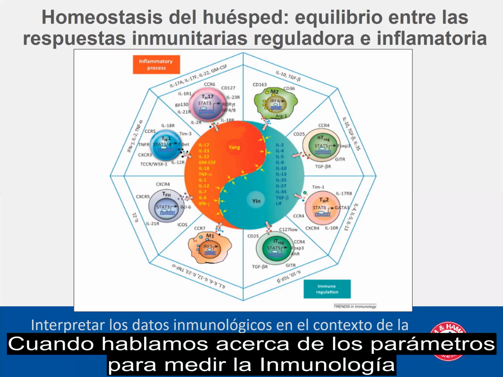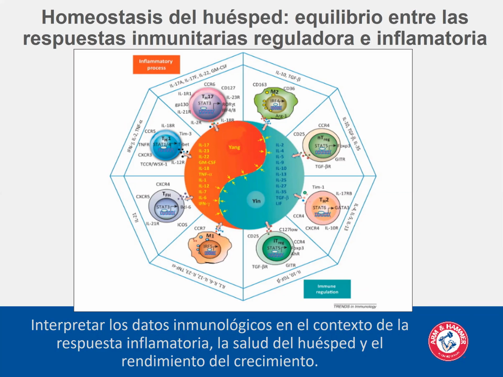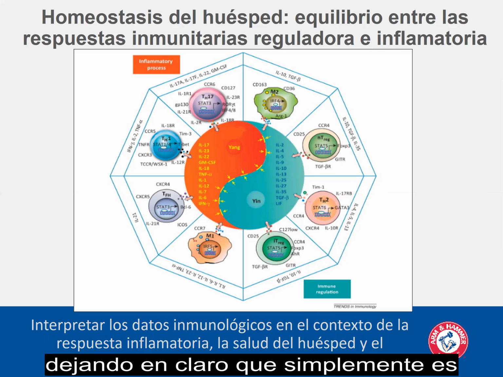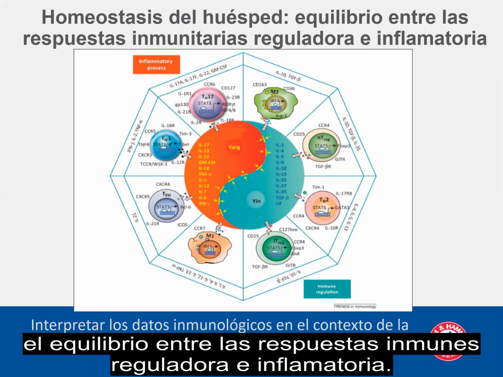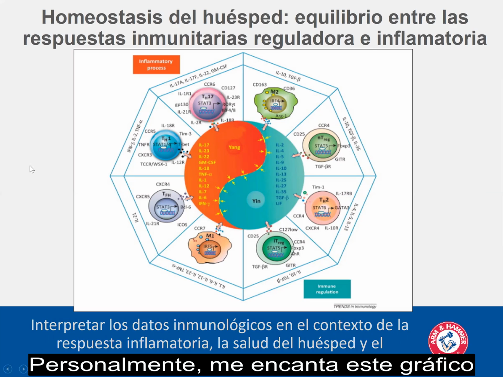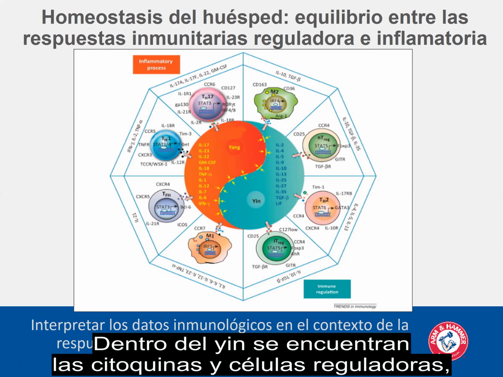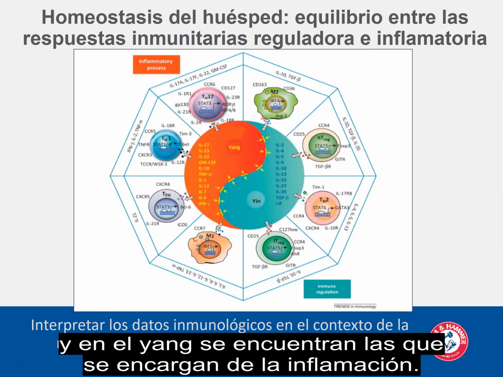So when we're thinking about these immune measurements that we do, let's again bring our minds back to host homeostasis, and even bring it back to something as simple as balancing an inflammatory and a regulatory immune response. And I love this graphic that's shown here. It shows the yin and the yang of an immune response: the yin being the regulatory cytokines and the regulatory cells, and the yang being those that are associated with inflammation.